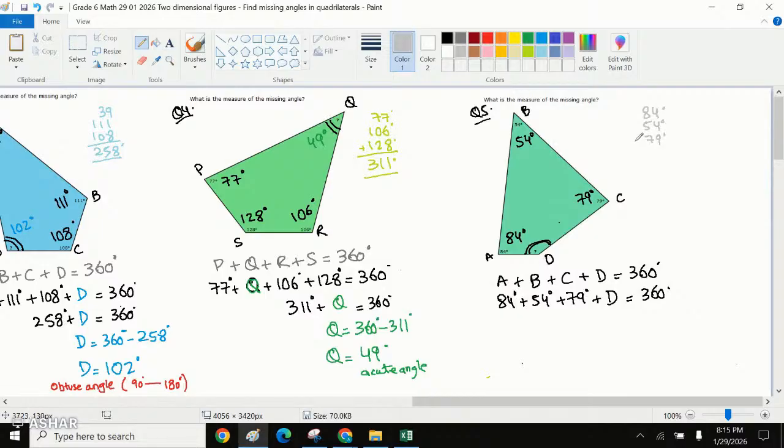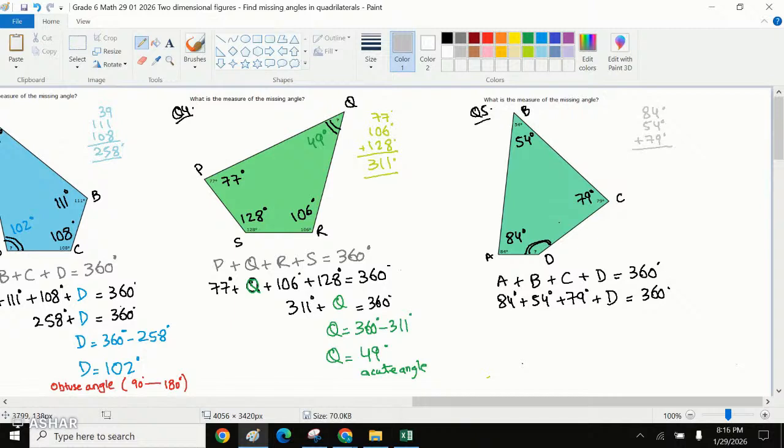Hi Ashrik, welcome to the class. What we are doing is we are trying to find the missing angle in a quadrilateral. A quadrilateral is a four-sided shape, any shape with 4 sides in it, and the sum of the interior angles would always be 360. So when we add all 4 angles together, it should be 360. Okay.